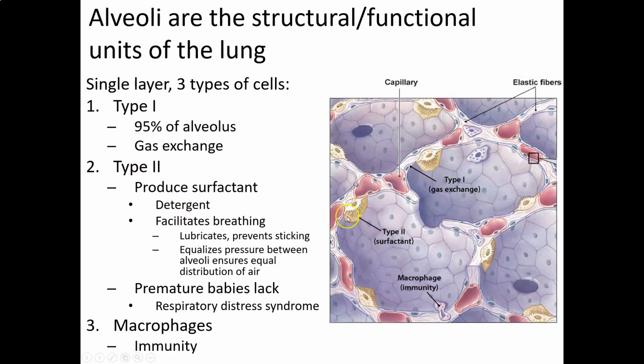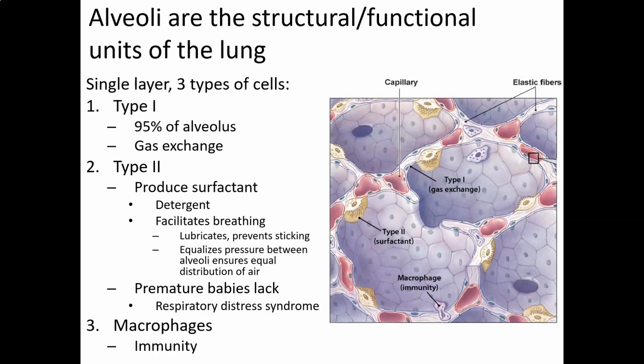The type 2 cells are interesting because they produce surfactant. And surfactant is a detergent that does a number of things, but it helps or facilitates breathing. It helps to lubricate the inside of the alveoli so they don't stick together. And what's really important is that it helps to lessen the work of breathing by equalizing the pressure. And so even though one alveolus might have more air than another, the surfactant equalizes the pressure, because gas will move to an area of lowest pressure.